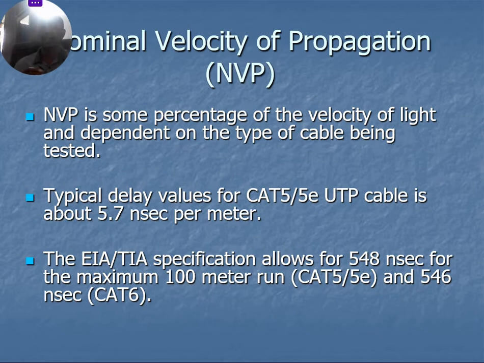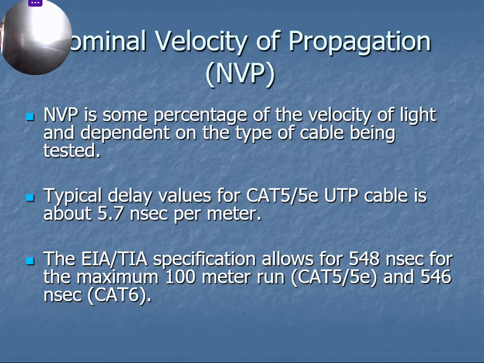The specifications allow for 548 nanoseconds for the maximum 100 meter run for Cat5 and Cat5E. That's the maximum you get. We're talking about nanoseconds. It's not 548 seconds, it's 548 nanoseconds. For a 100 meter cable, this is the maximum propagation delay that you can have. If it's more than this, then there's a problem. Therefore, for Category 6, the maximum is 546.